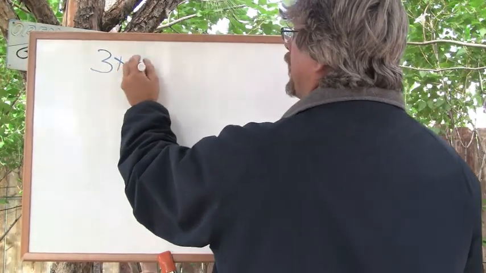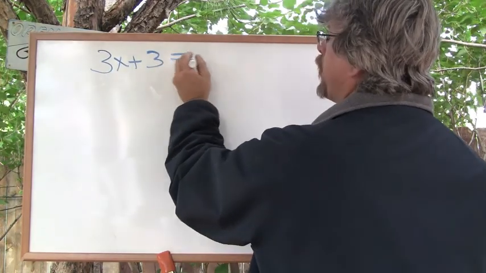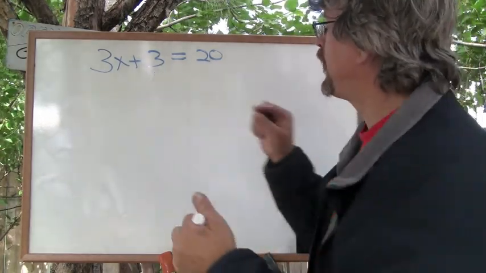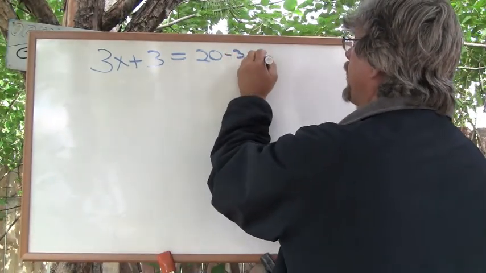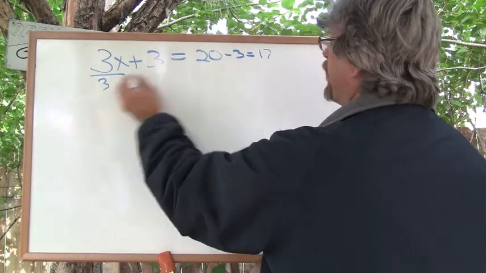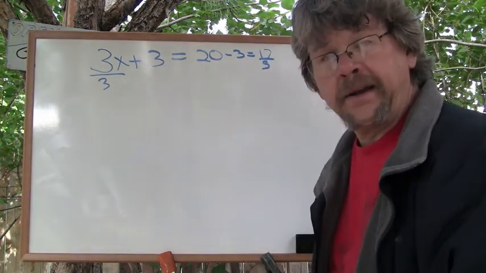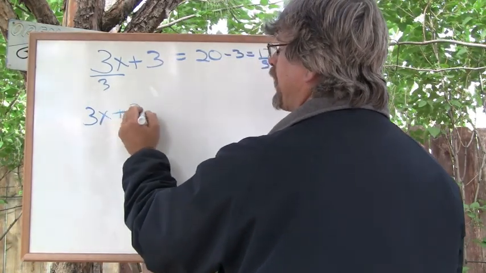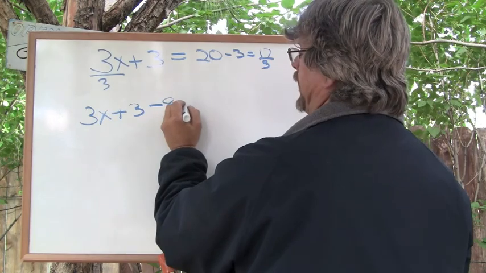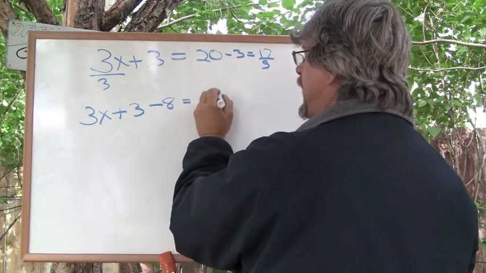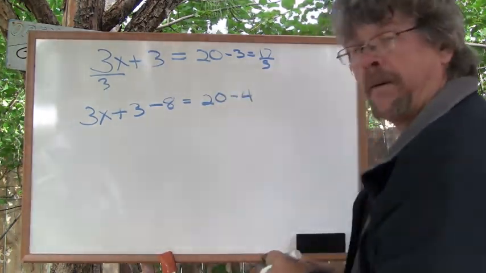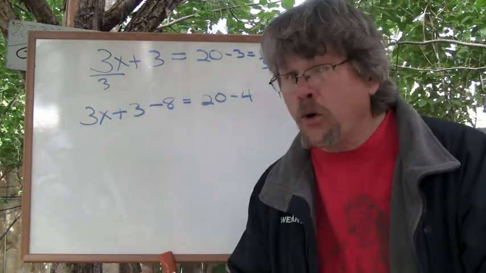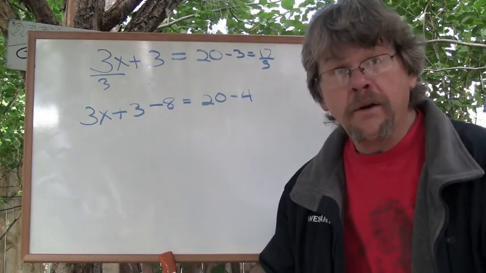Let's say 3x plus 3 equals 20. Well, we've done several of them like this. There's two operations. You subtract 3, so that's going to be 17, and then you divide by 3, so that's 17 thirds, right? But with the equations we want to start working with, we're going to have 3x plus 3 minus 8 equals 20 minus 4. But you see, it's more complex, but it's not more difficult than that above one, right?